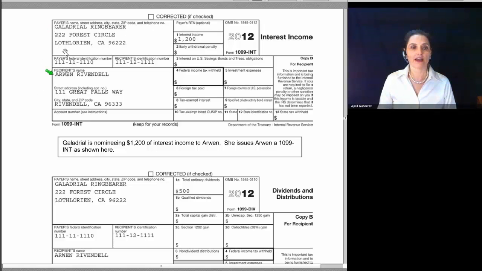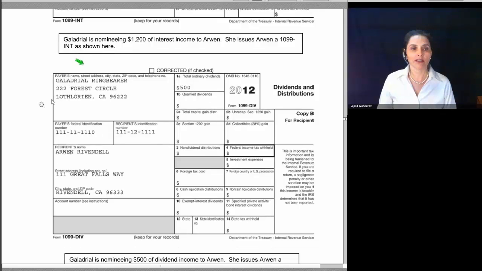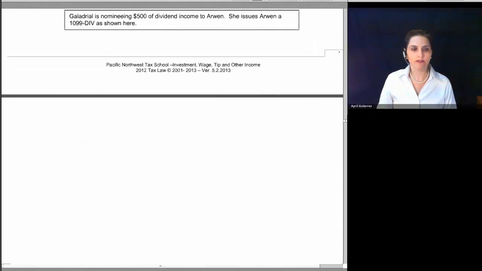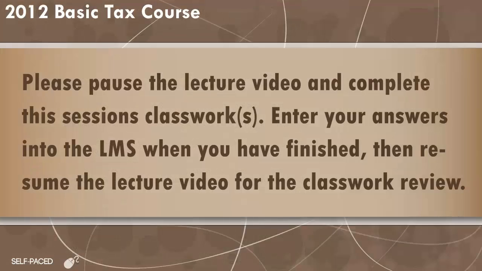And so now we have Galadriel as the payer, Arwen as the recipient, and Arwen is going to receive a 1099 INT in her name for the amount of interest income she is required to report. And by the same token, Galadriel will issue to Arwen a 1099 DIV for the amount of dividend income that Arwen is required to report on her return. So that is the conclusion of the discussion on dividends.